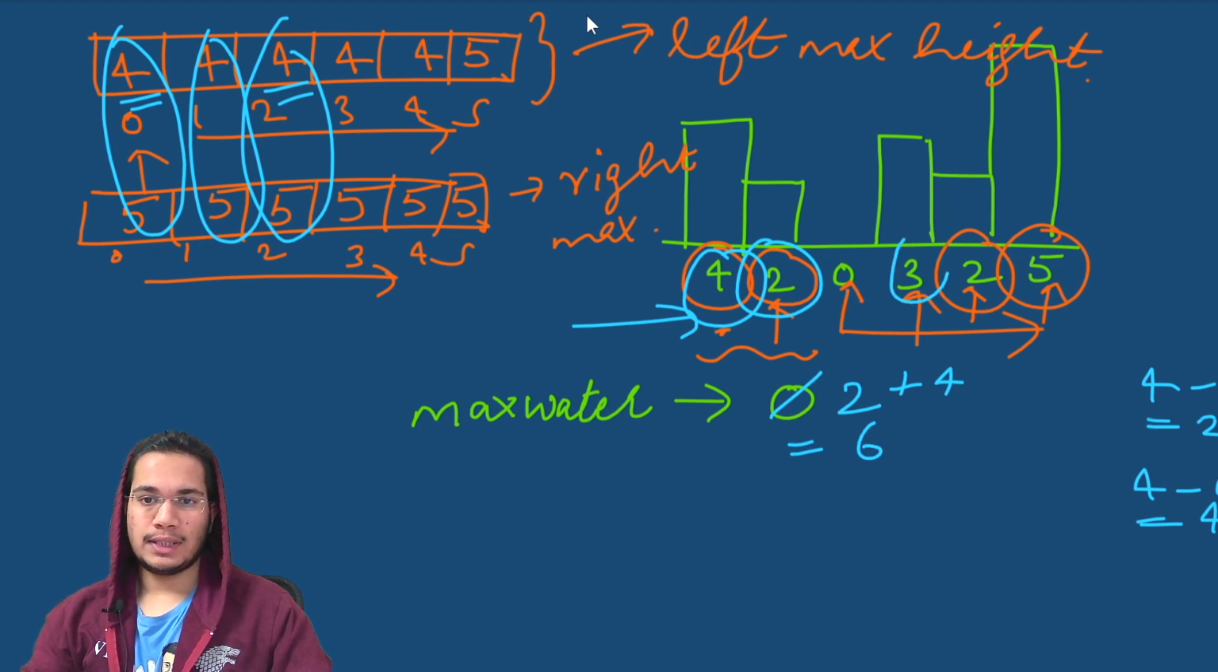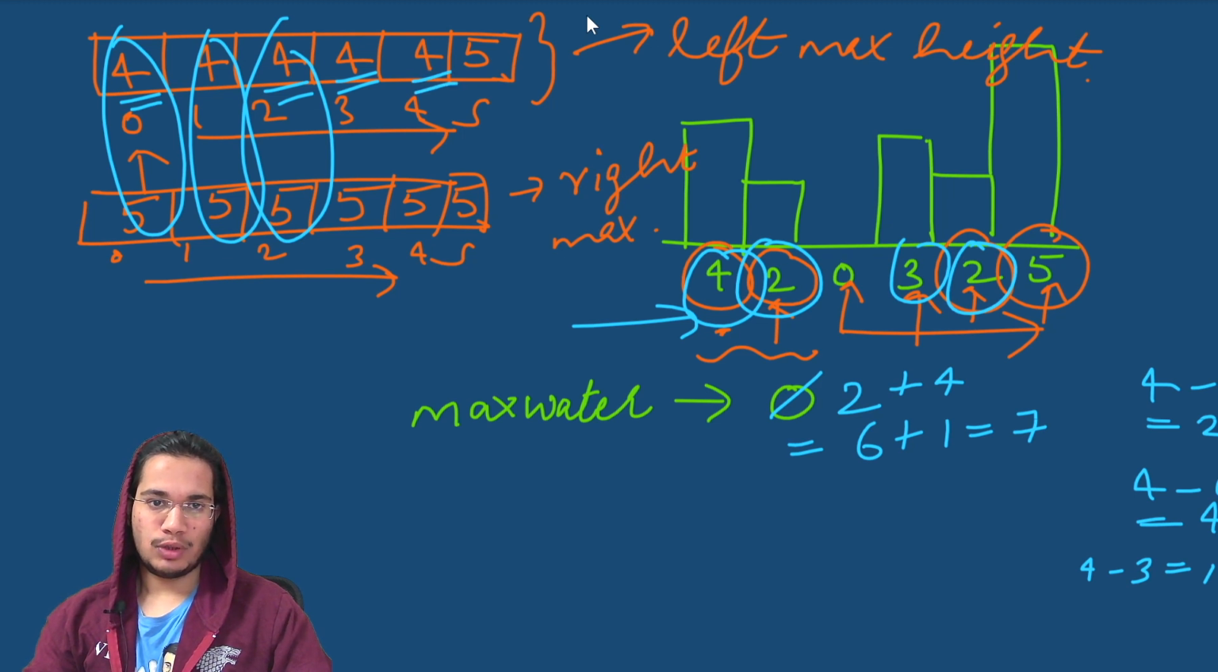Now for value number 3, again the two values are 4 and 5, out of which the smaller one is 4. So we'll have something like 4 minus 3, which gives us 1. So we'll add 1 more to this, which becomes 7. Now for value number 2, we'll again have 4 and 5 as the values, out of which the smaller one is 4. And 4 minus 2 will give us 2. So we'll add 2 to this. So this becomes 7 plus 2, which is 9.